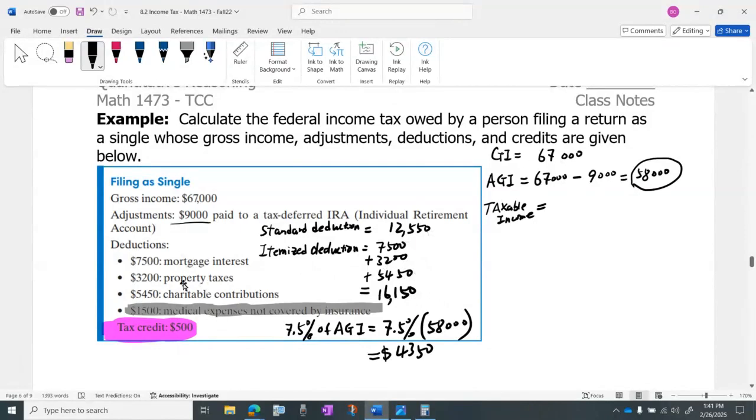So the first three, yes. We got the itemized deduction is $16,150. We're going to choose the one that is higher, the one with the bigger amount. So the taxable income here is the AGI 58,000 minus his itemized deduction, because his itemized deduction is higher than the standard deduction. His itemized deduction is $16,150.